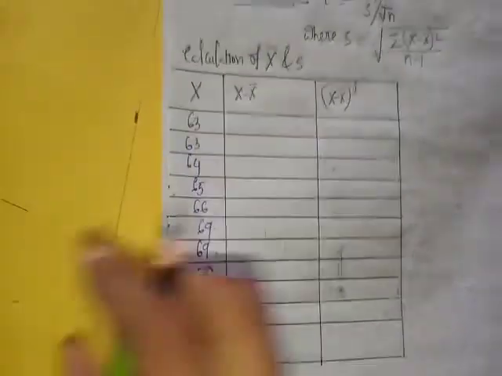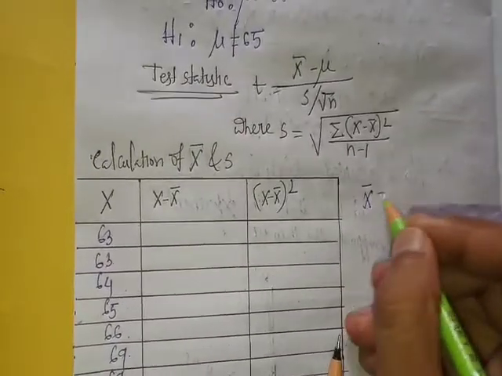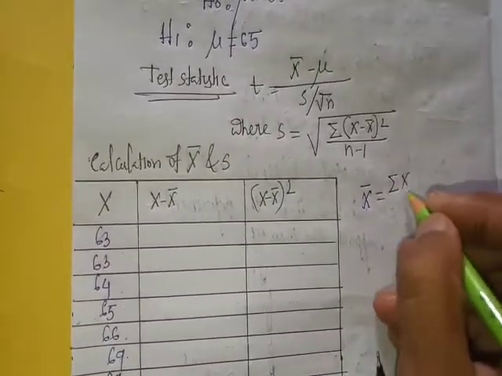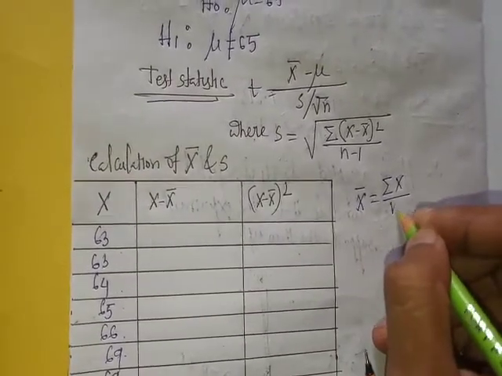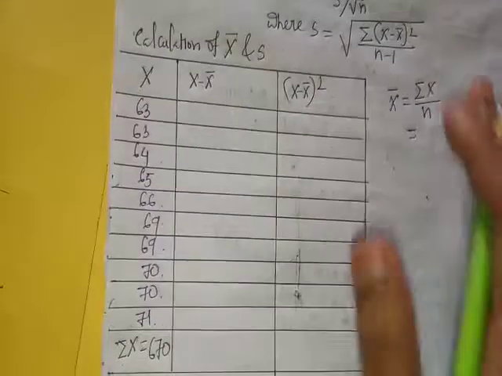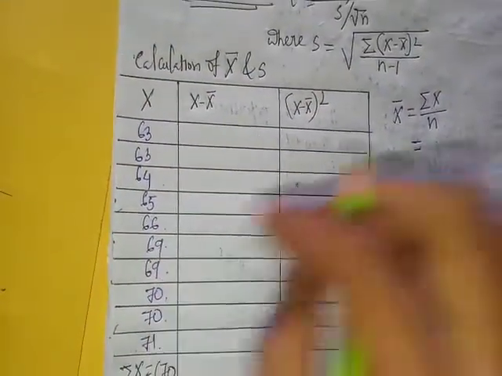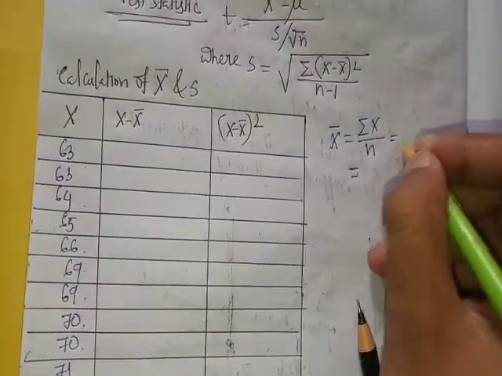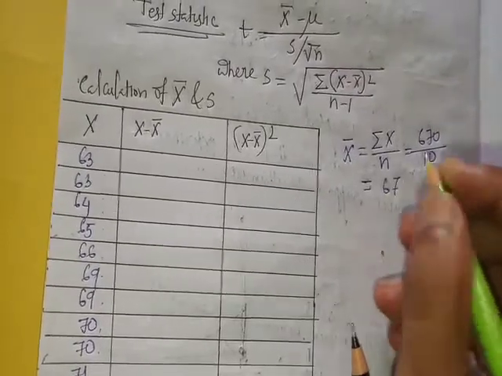X bar means average, so summation x by n, where n means sample size, or total number of x. Here the total number of x is 10. Summation of x is 670, so 670 by 10 is 67. So here x bar is 67.